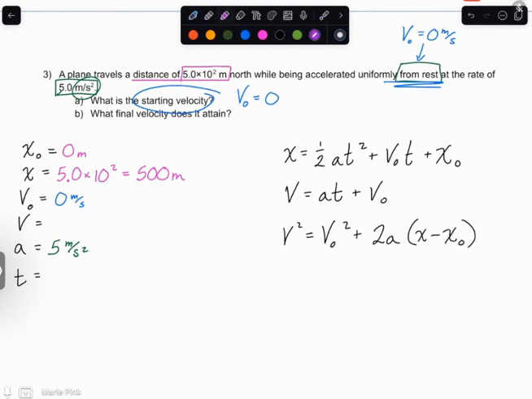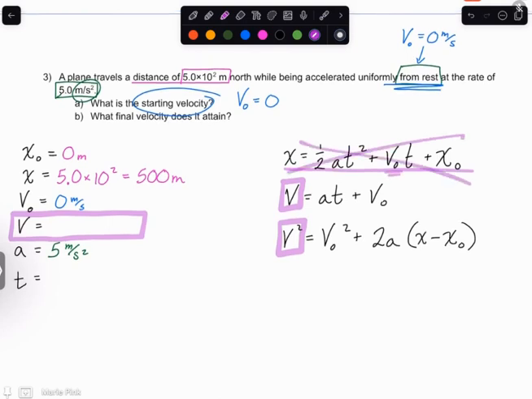Well, I don't know which equation to use. So I'm going to start by making sure that what I'm trying to figure out, which is the final velocity, is in the equation I choose. So here's a v, and here's a v. Now this one doesn't have a v. It has a v naught, but that's not the same thing. So I'm not even going to worry about using that equation.